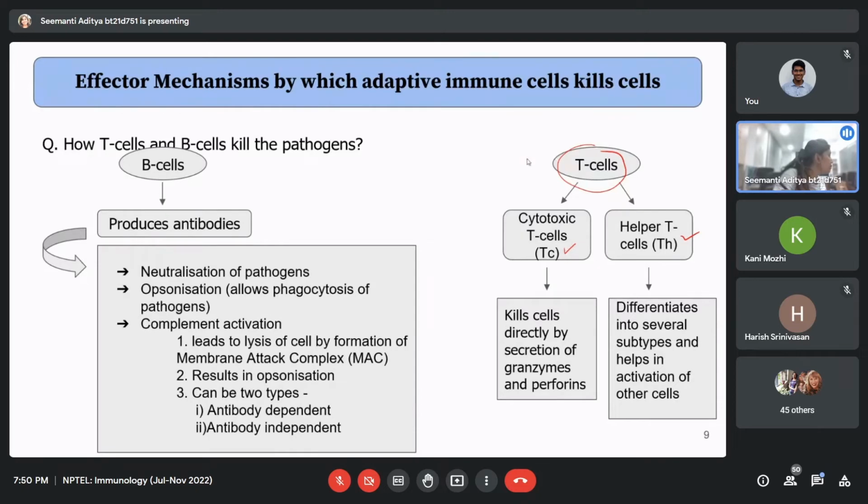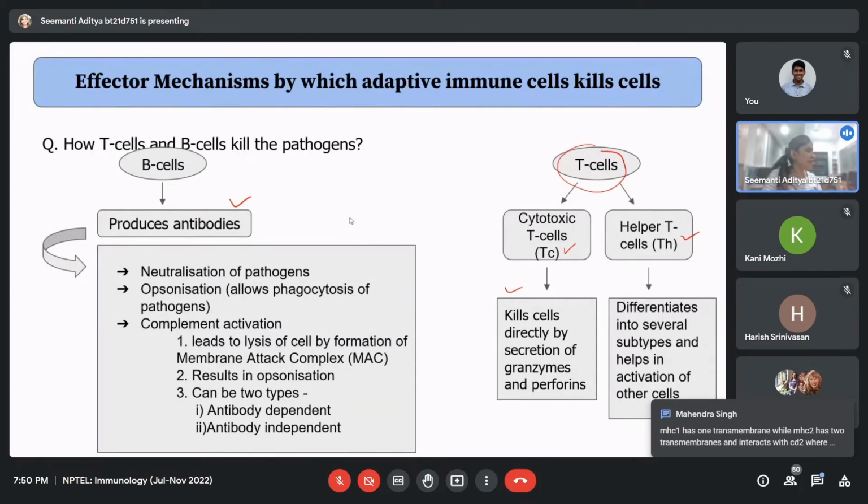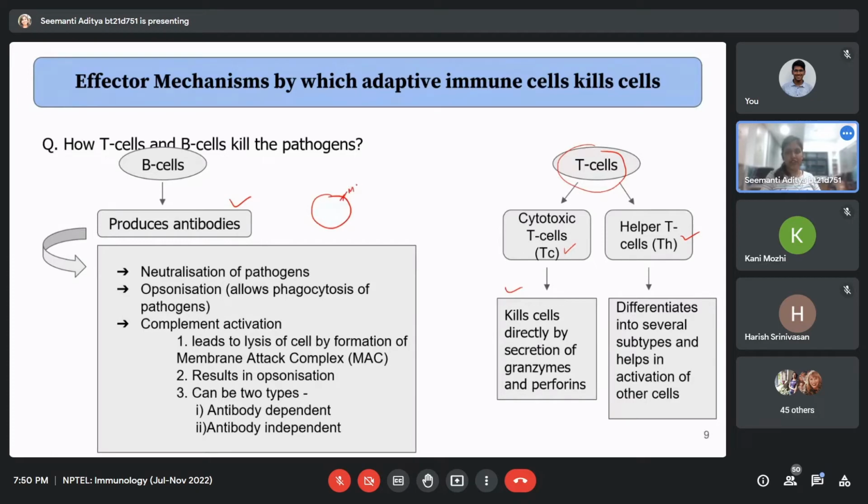Next question is, how will B cells and T cells do the killing? That is what I am discussing. B cells are going to produce the antibodies, and T cells are going to kill the cells directly by secreting granzymes and perforins. So this is how T cells and B cells will do the killing. Next is the difference between MHC class 1 and MHC class 2. MHC class 1 molecules are expressed mainly on the surface of the cells, and they are identified by CD8 T cells. So these are cytotoxic T cells. And MHC class 2 molecules are recognized by CD4 T cells. Those are T helper cells.